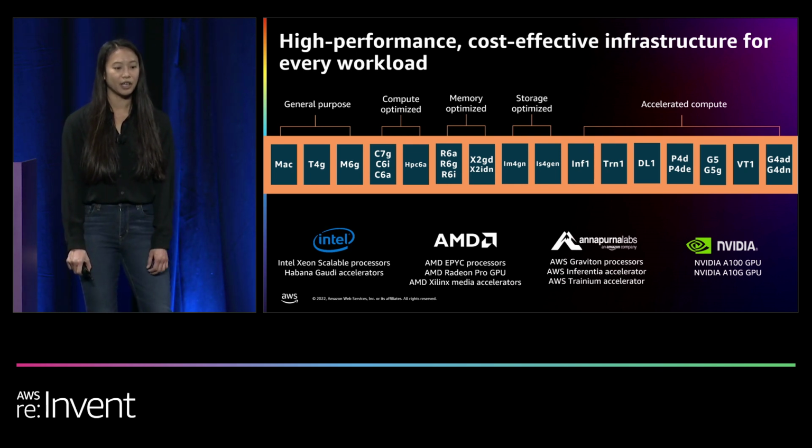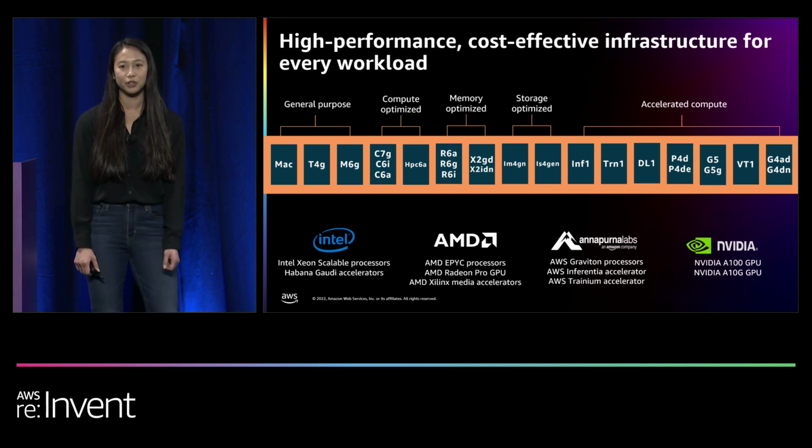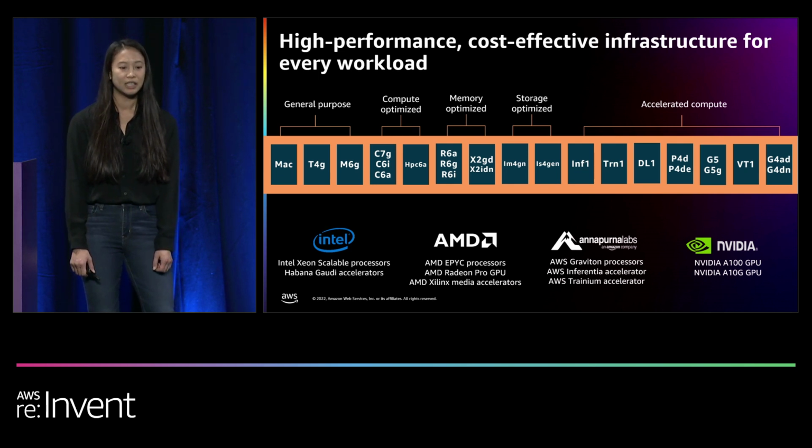Additionally, we offer a broad range of hardware accelerators on our instances. So we have GPUs from NVIDIA and AMD, media accelerator cards from AMD Xilinx, and our own Inferentia and Trainium chips, which were purpose-built for ML inference and training workloads. Today, we're going to be focusing on the instances in the 3 boxes to the right of this scale here, as those are the ones that are built for graphics workloads.